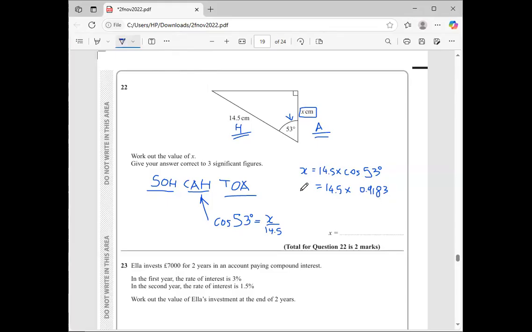What do you have? 13.31. Did you say 19 or 13? 13. Okay, 13.31. Okay, there you go. And it's in centimeters. All right. So are you good with this?